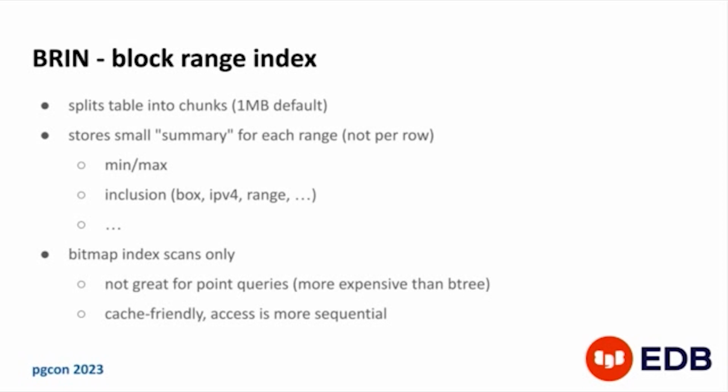So that's kind of a disadvantage, because it means it's not great for point queries. If you are searching for individual values, the BTREE will be much faster, because it leads you directly to the exact tuple in the table. The good thing, however, is that this is really cache friendly, because bitmap scans are essentially sequential access, so it's more suitable when you are reading large amounts of data.